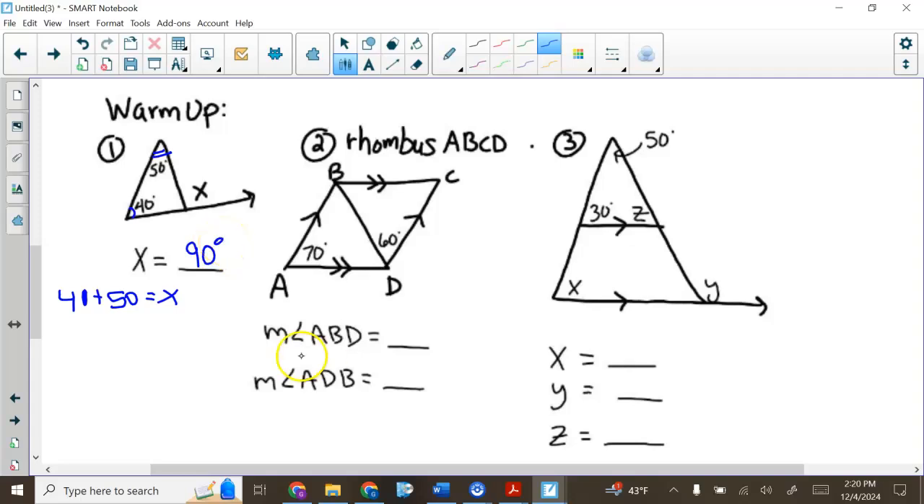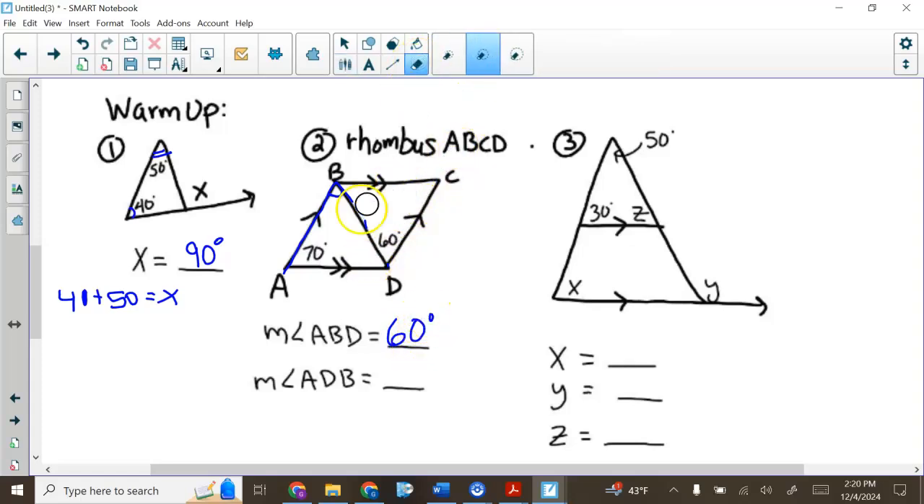For the next one, it's asking you to find the measure of angle ABD. So if we go from A to B to D, I want to know what this angle is. And remember, since those lines are parallel, it's the same as this angle over here by alternate interior angles. So the measure of angle ABD would be 60 degrees.